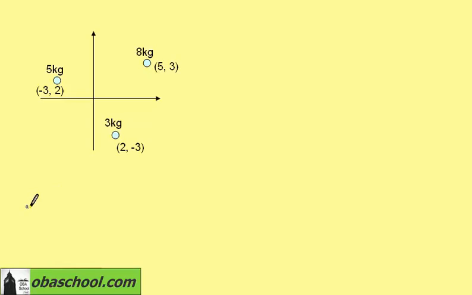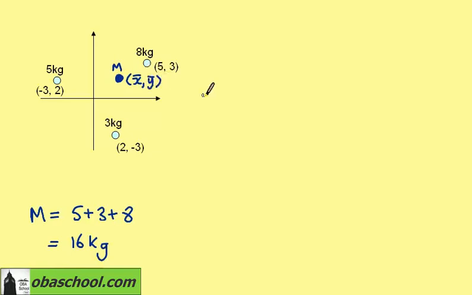We want to replace these 3 points with a centre of mass. We know that it must have the same combined mass as our 3 objects, so we simply add their masses and get 16 kilograms. Somewhere here we're going to have our particle of mass 16 kilograms, and we'll call its coordinates x bar and y bar.